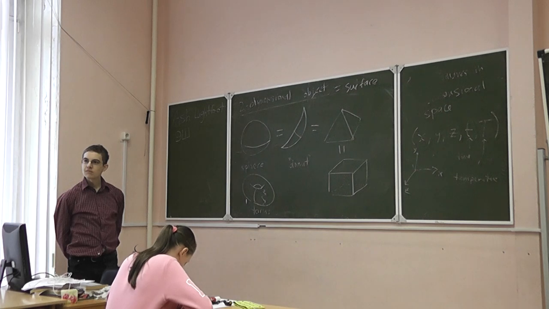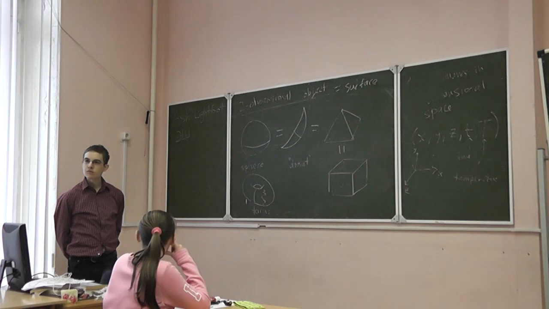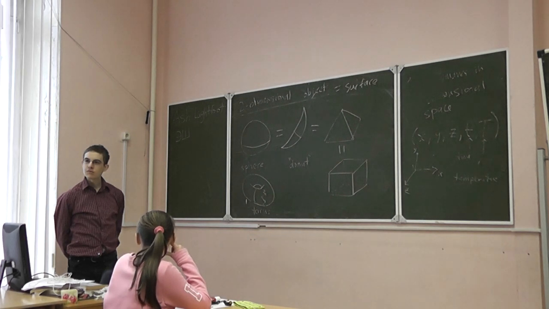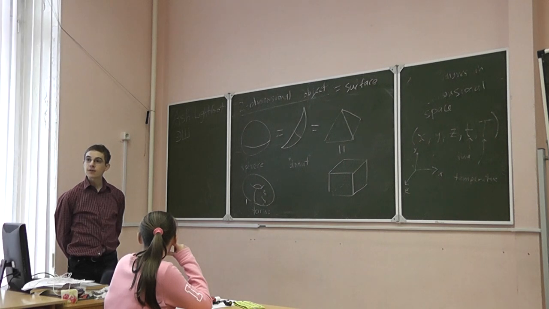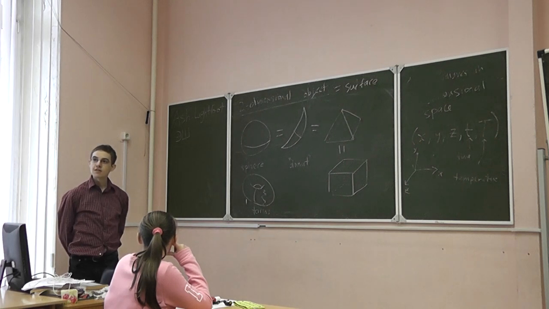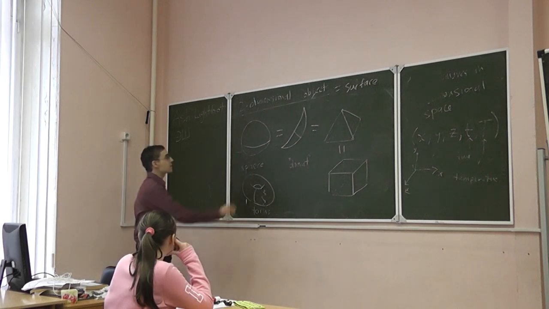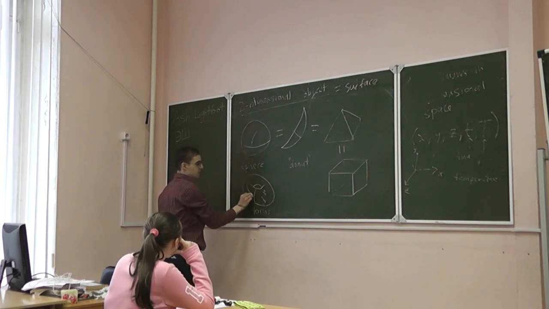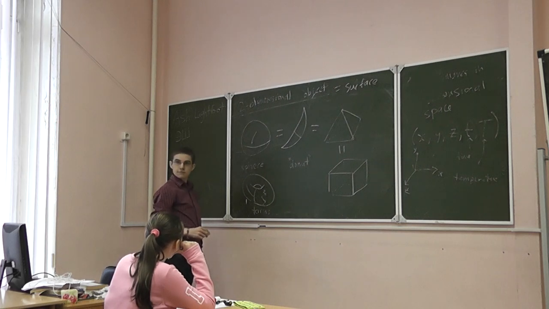Each line can be transformed into a point. Each circle, maybe. Well, maybe circle, maybe line, maybe anything, reduced to a point. Well, is that the same on a torus? Not each line on a torus can be transformed.